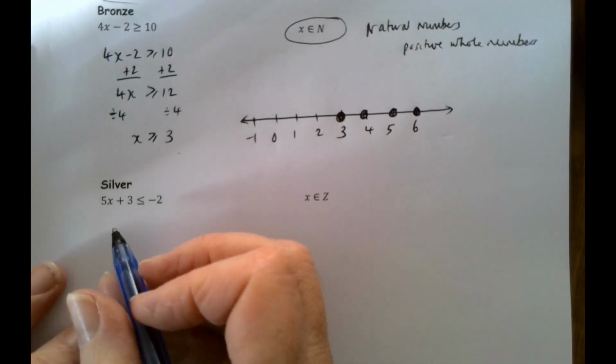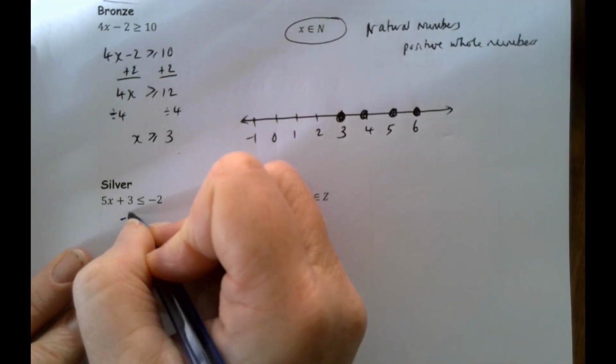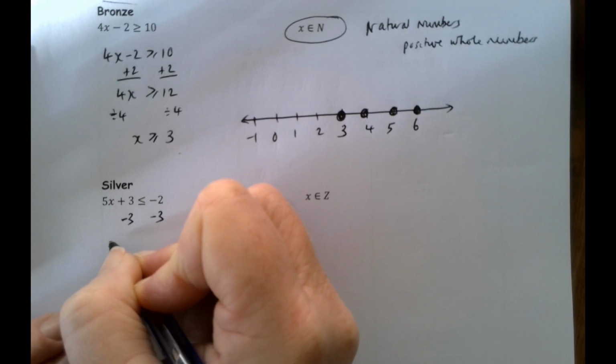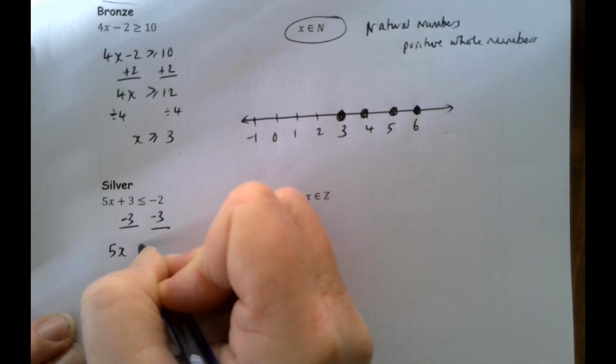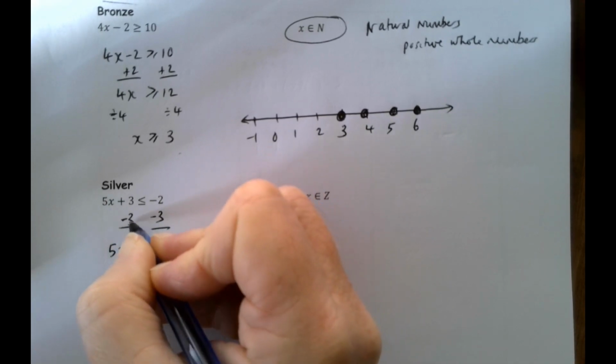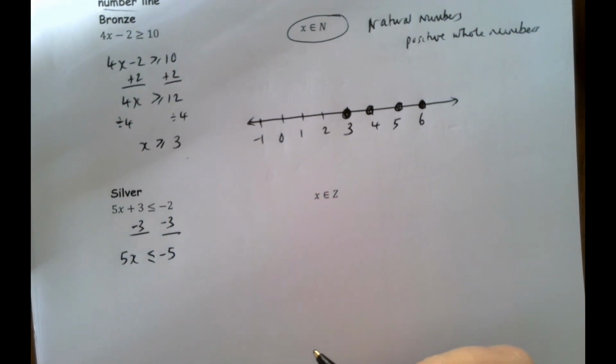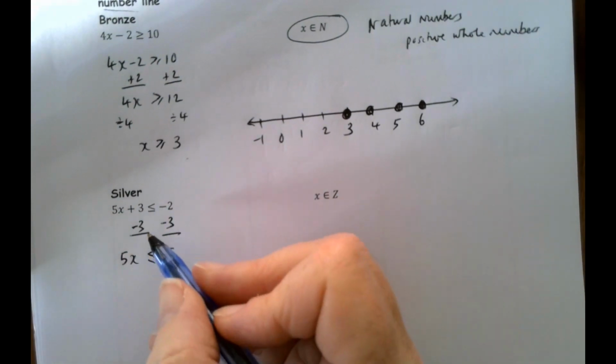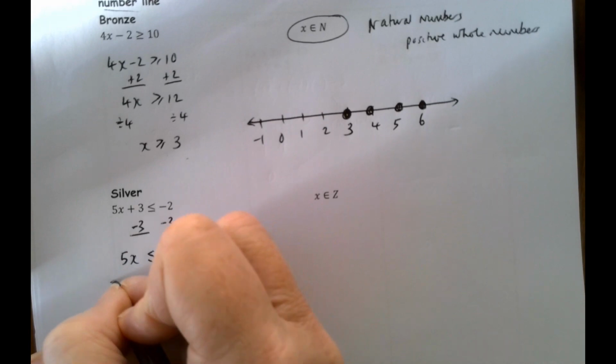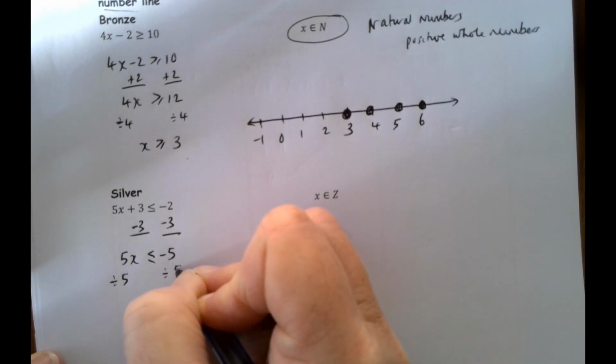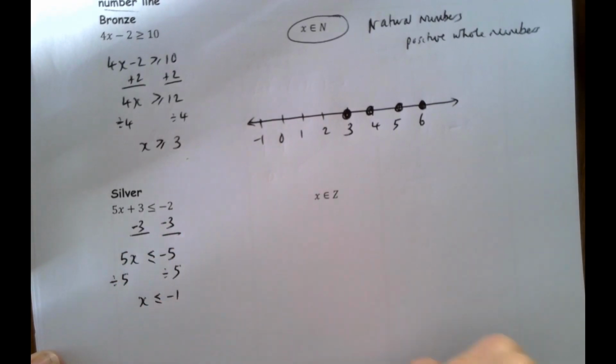Okay, next one. Same idea. Numbers to one side, x's to the other. So that gives me 5x is less than or equal to minus 5. I subtracted 3 because I wanted to get rid of the plus 3. Whatever I do to one side, I have to do to the other. Divide by 5, divide by 5. x is less than or equal to minus 1. Okay? So x is less than or equal to minus 1.